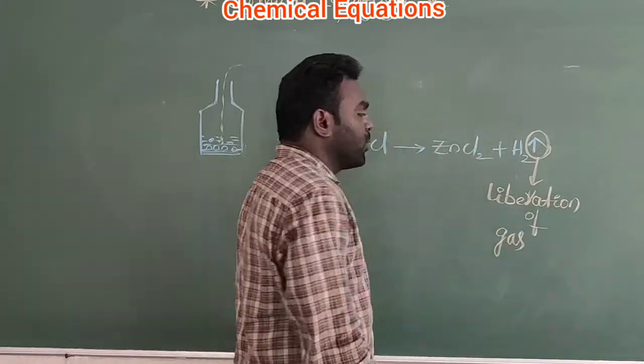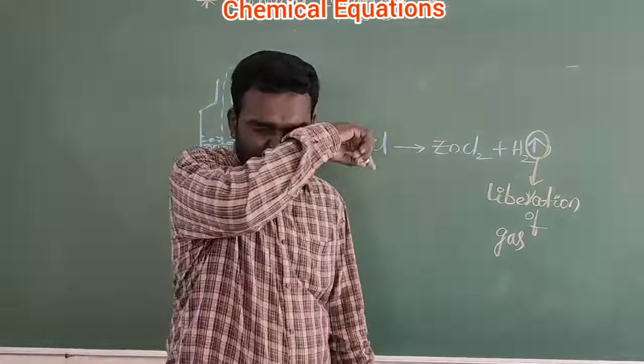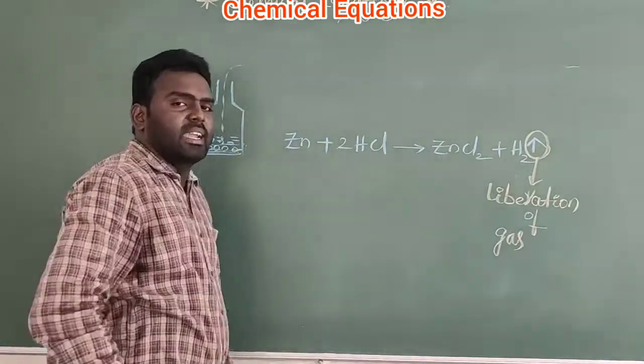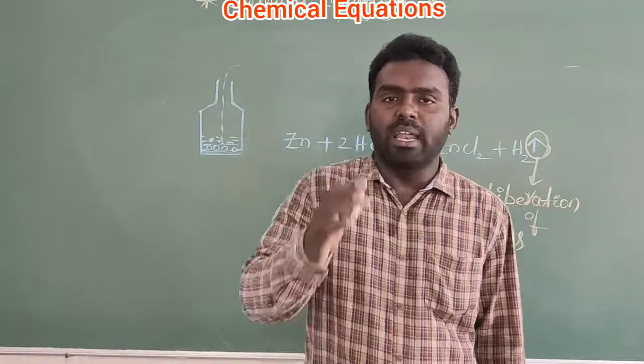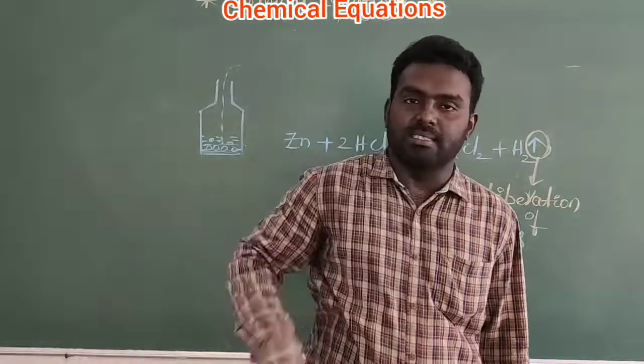Liberation of a gas. The upward arrow mark indicates the liberation of a gas. So how will we identify the given gas? The releasing gas is called hydrogen gas.